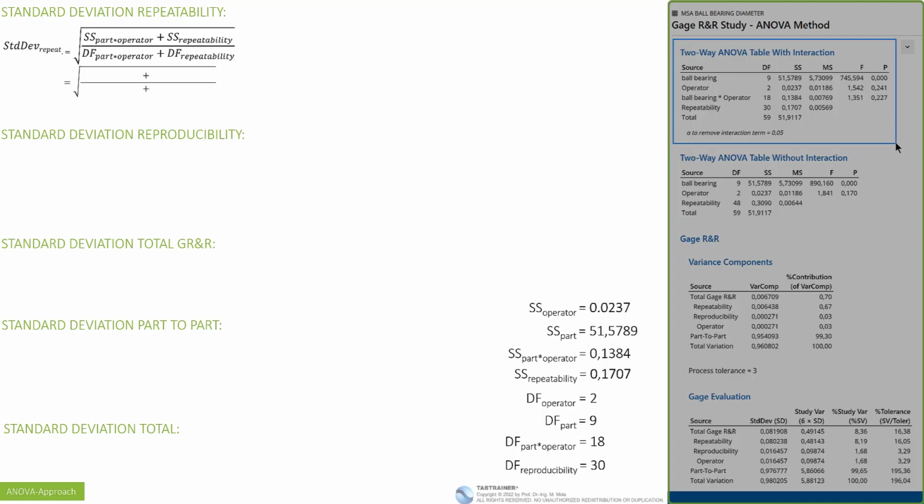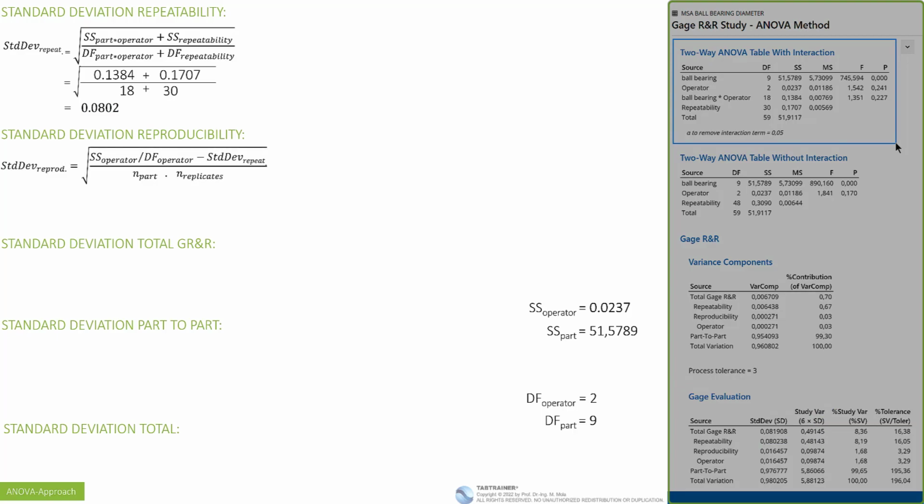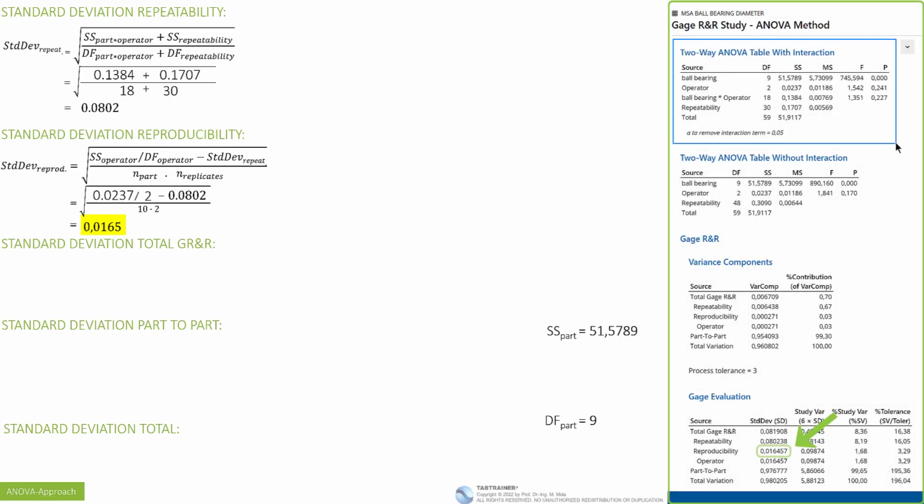We had determined all the values required for this in steps 1 to 10. This results in a standard deviation for repeatability of 0.0802 mm. We find this value in the output window at this point. For the reproducibility, using the AIAG recommended formula, a standard deviation of 0.0165 mm is obtained. This value can be found in the output window at this point.